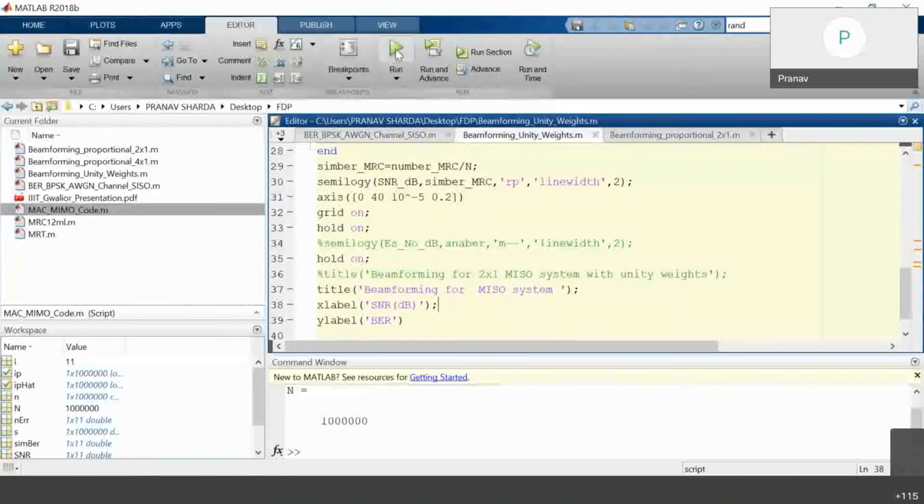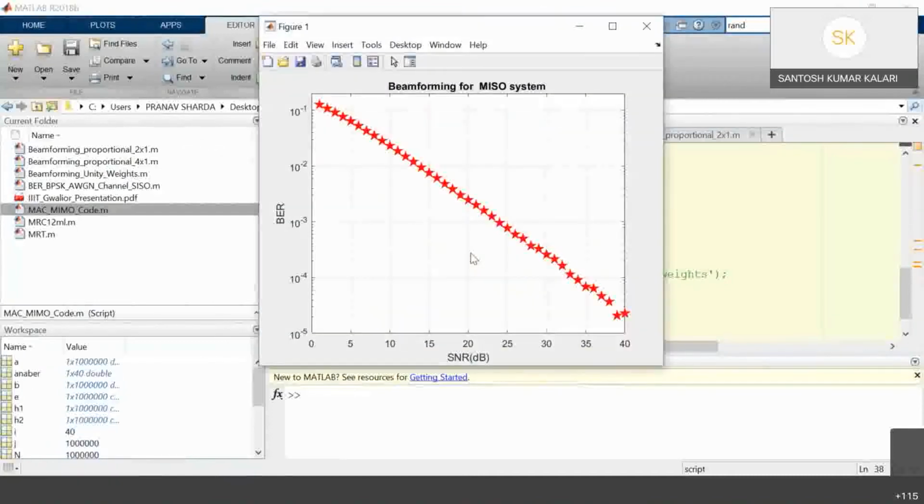So if I run it, this kind of curve you will see. So it is a beamforming scheme for the 2x1 setup.